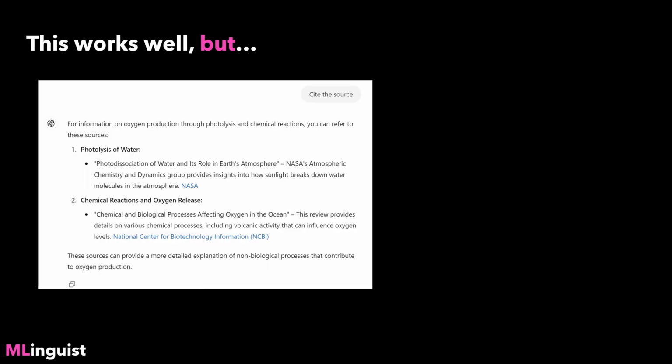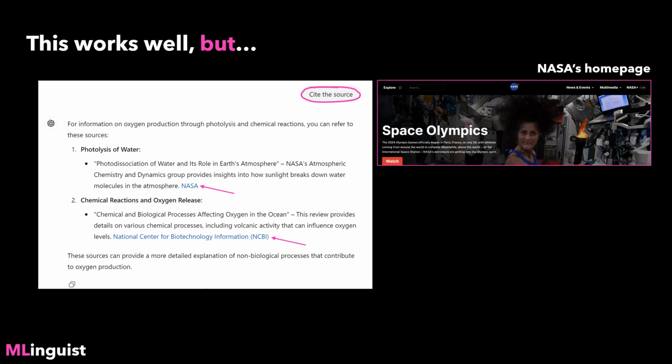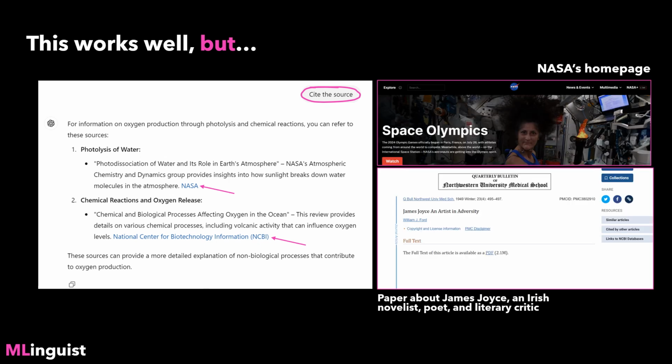However, I want to make sure that the information I'm receiving is accurate and up to date, so I asked ChatGPT to cite its sources. As you can see, it does provide links, but the links are general and unrelated to the subject.